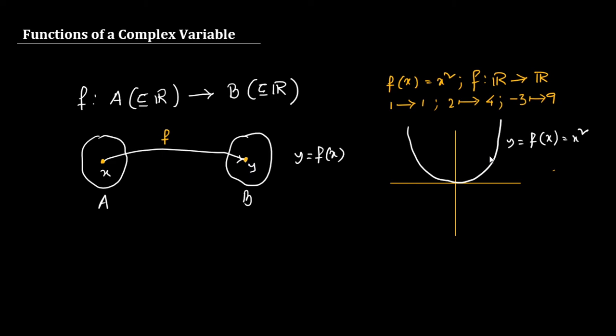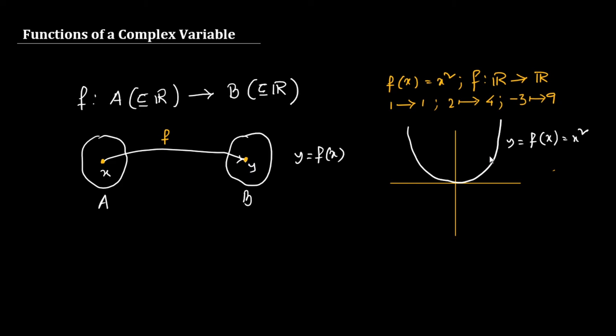Now see, here both your domain and codomain are sets of real numbers. That means both can be plotted on real lines, either the whole real line or a segment of the real line. That means both the codomain and domain are one-dimensional. As a result, you can plot a function of one real variable in a two-dimensional space, which we call the two-dimensional Euclidean system. Now, let us think how we can define a function of a complex variable.